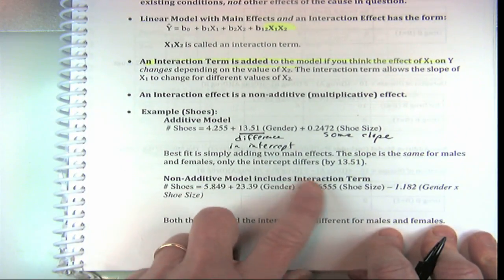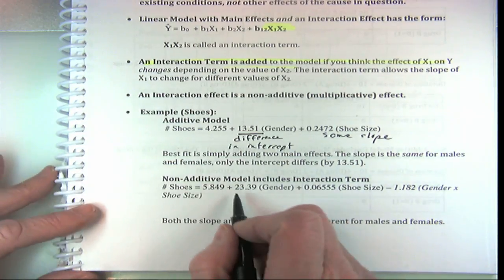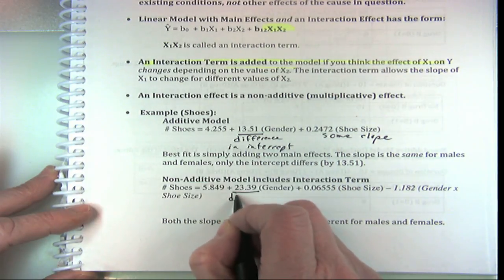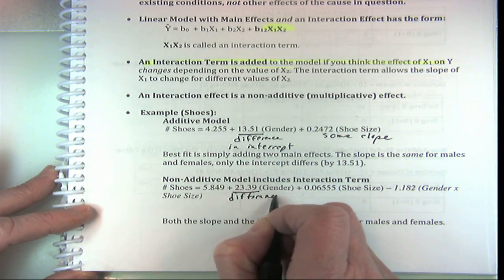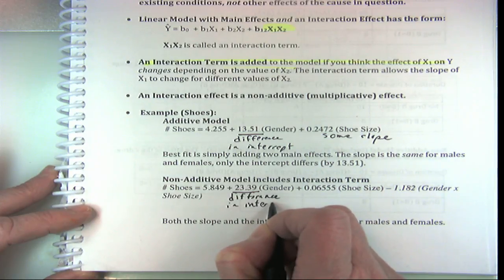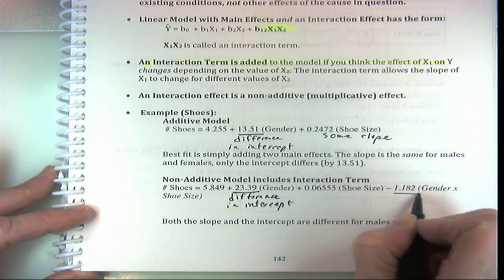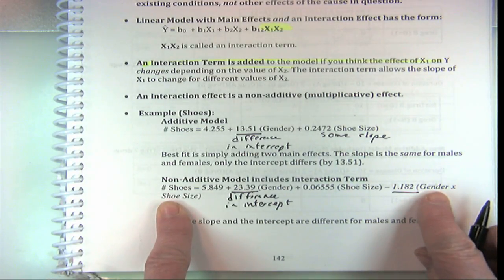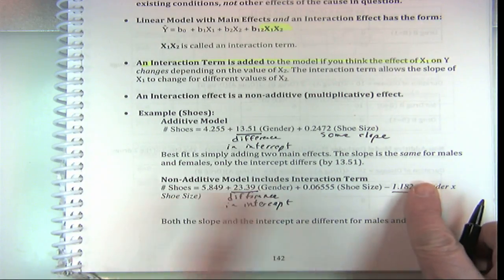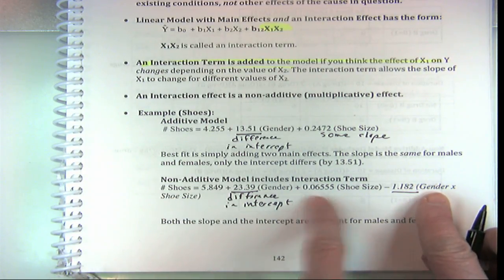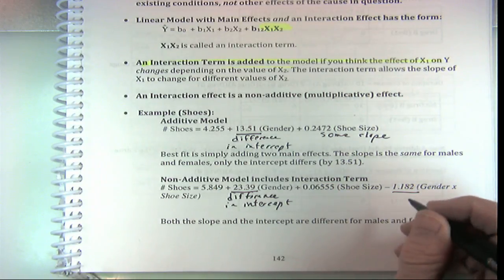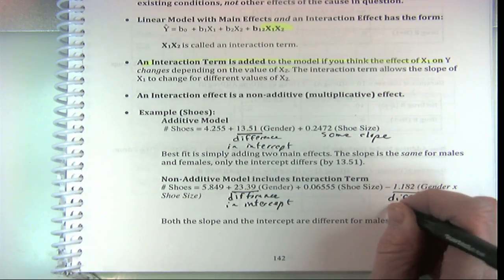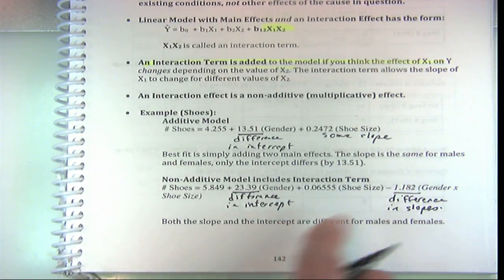But when you add an interaction term, this is still the difference in intercepts right here. But this multiplicative term allowed the slopes to change because it was a 0-1 term. So when gender was 0, this was the slope, but when gender was 1, you had to add that to it or subtract that. So that's the difference in slopes. This is pretty easy to see when you have a 0-1 variable.